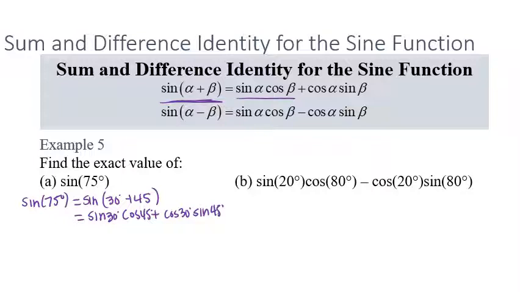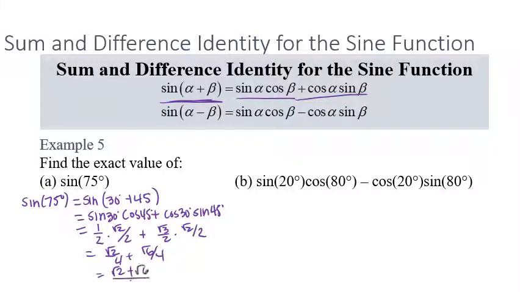So this is a little complicated, so I always tell students on a test to double check everything when you're writing these out. So the sine of 30 degrees is 1/2. The cosine of 45 degrees is root 2/2. And then the cosine of 30 degrees is root 3/2. Sine of 45 is root 2/2. So I get root 2/4 plus root 6/4, which is root 2 plus root 6 all over 4. And that does not simplify.